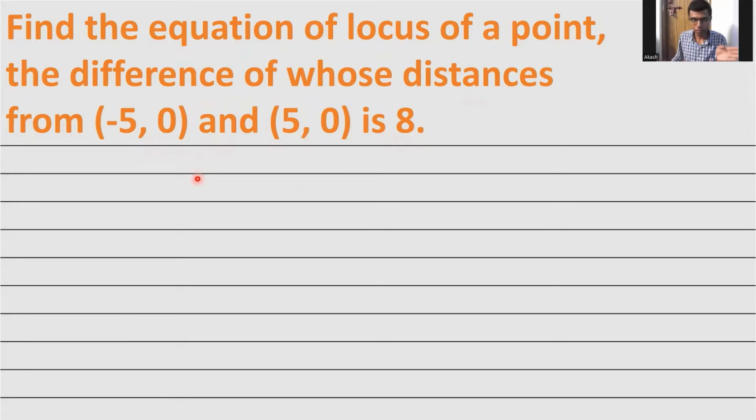Now let's start with our standard statement. Let P(h, k) be any point on the locus. If you put this much, it's sufficient. No need to write the entire line. You can write this statement as it is for all the questions. Let P(h, k) be any point on the locus.